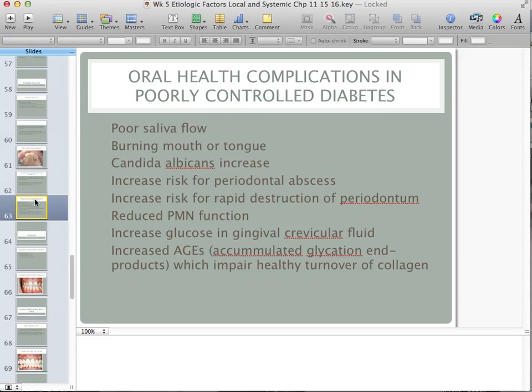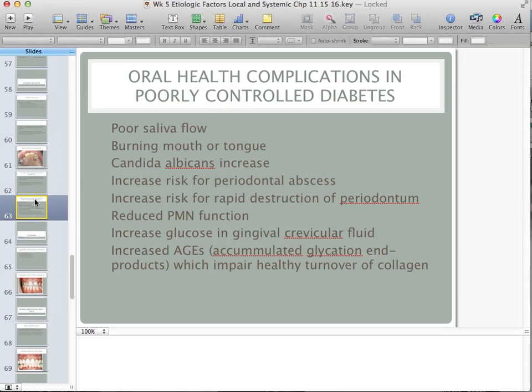AGEs impair healthy tissue turnover of collagen. So, in order to have lots of turnover of collagen, which again makes our body elastic and strong and tight, and it's important to have collagen in your tissues because in your tissues you'll be tight, you need to have AGEs.